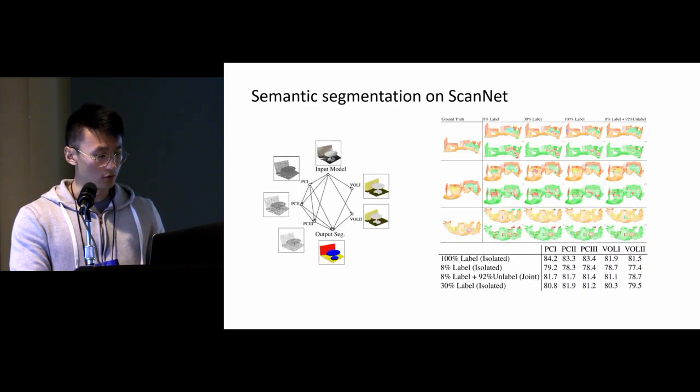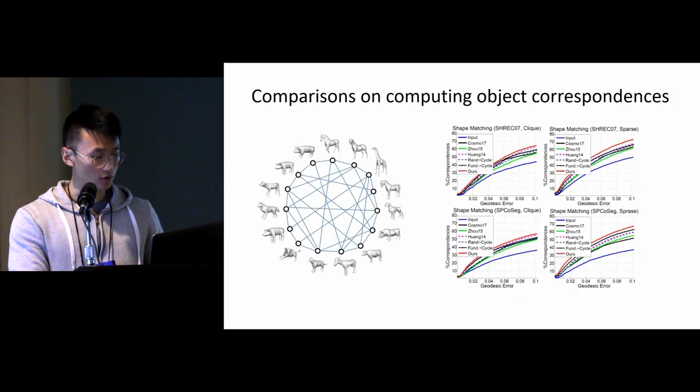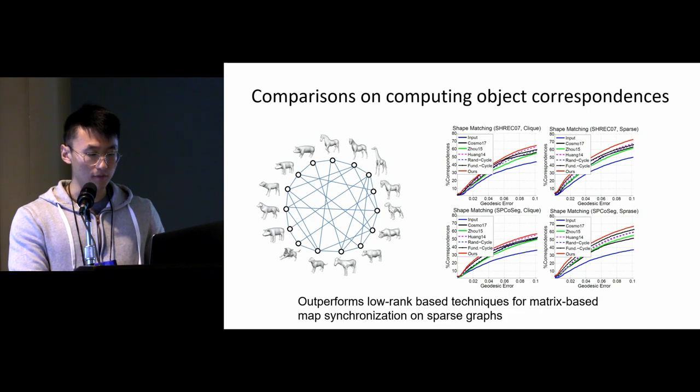We have tested this approach on a network for the task of semantic segmentation with several domains: three point clouds with different resolutions and two volumetric with different resolutions. On the full dataset of ScanNet, our approach achieves the same accuracy as using 30% label data when combining only 8% label data and treating the remaining as unlabeled. Our approach also outperforms state-of-the-art low-rank-based approaches for the task of optimizing dense correspondence across geometric objects. One interpretation is that these approaches solve some relaxed optimization problems, and these problems become loose on sparse graphs.